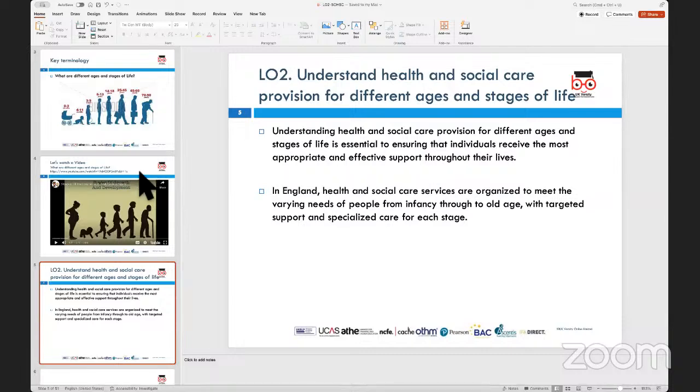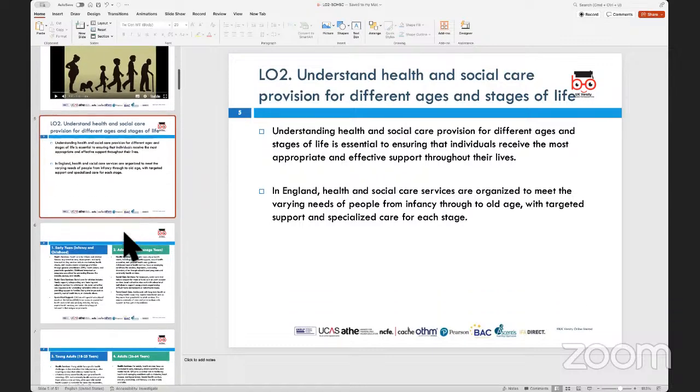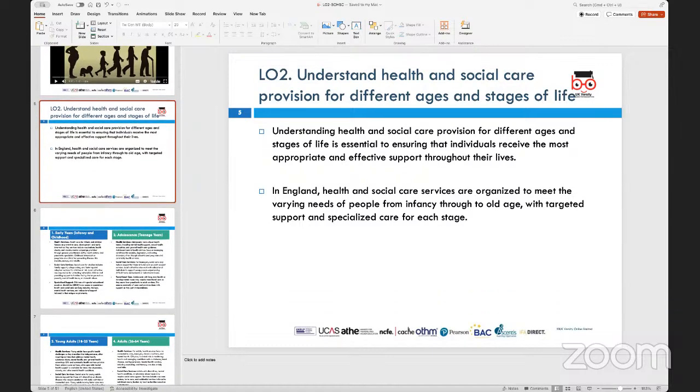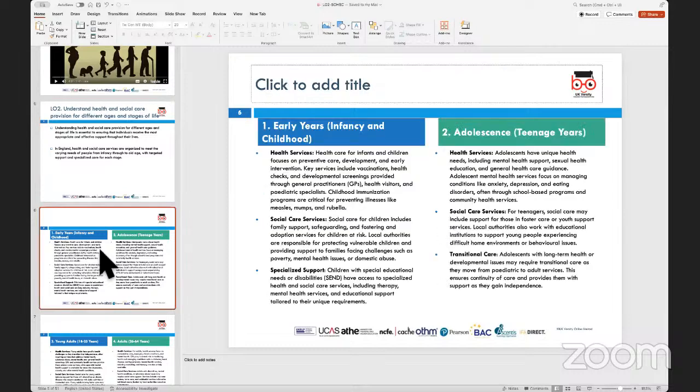And at each stage, there are very clear documented guidelines in terms of what services would be provided by the NHS, or National Health Service, and that is what we need to be looking at to understand this.